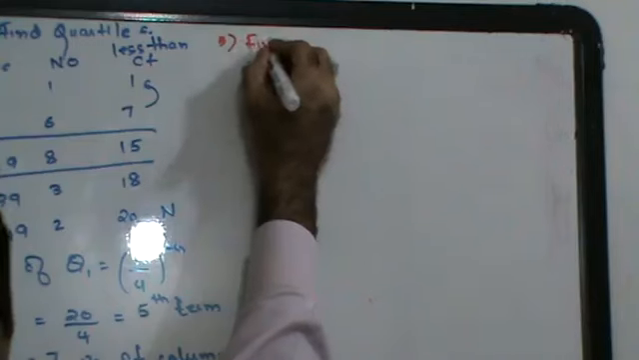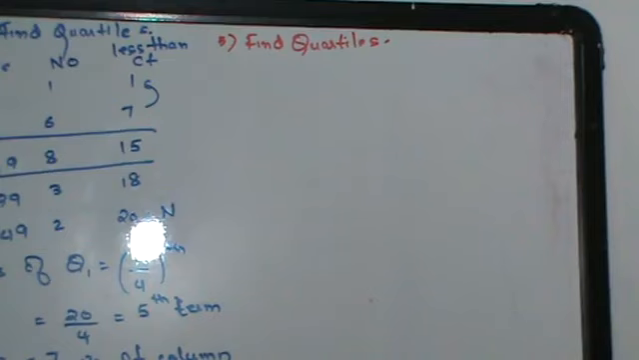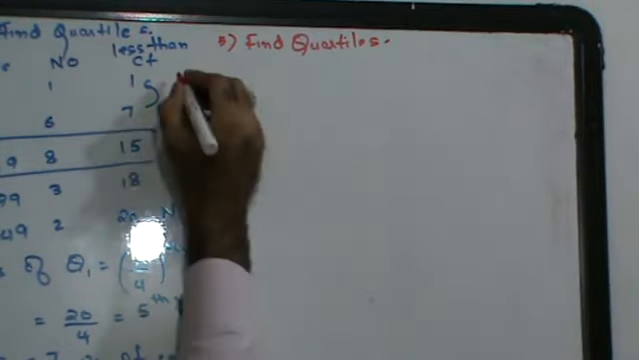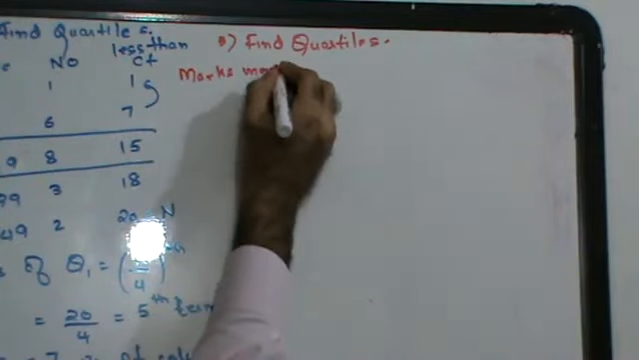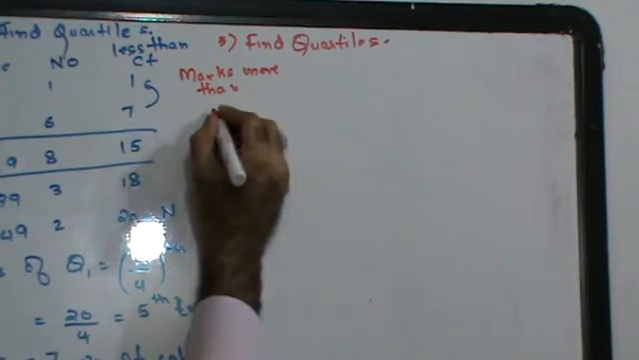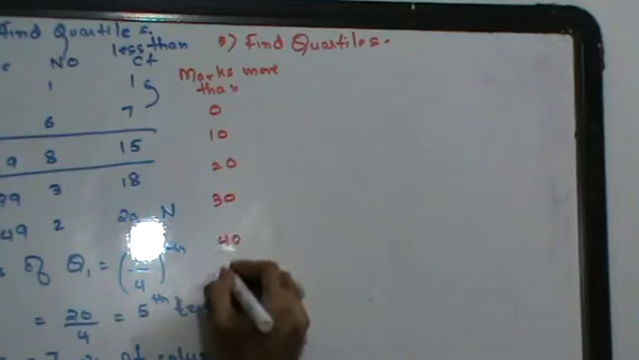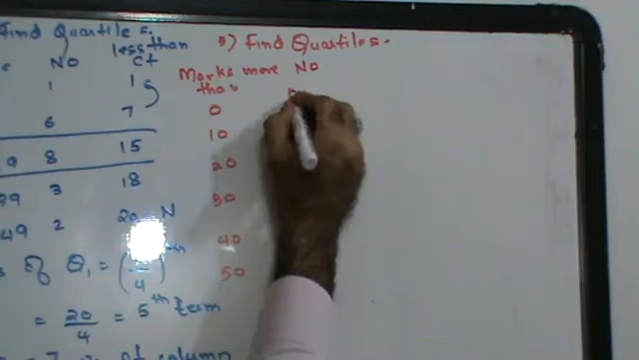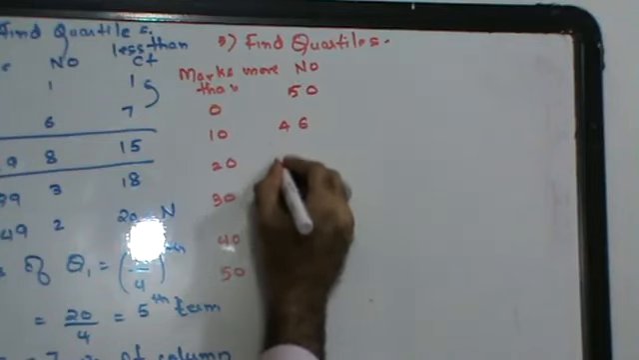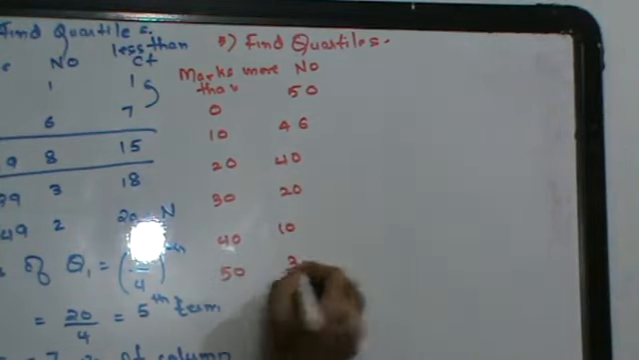Find quartiles. Let's see this. Now here they've given you marks more than. Zero, 10, 20, 30, 40, 50. This is the data. First just let me write the data. Number of students is 50, 46, 40, 20, 10, 3.